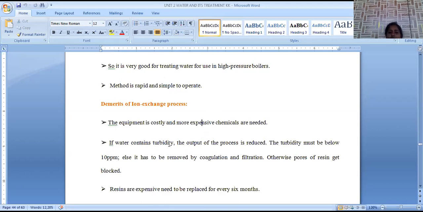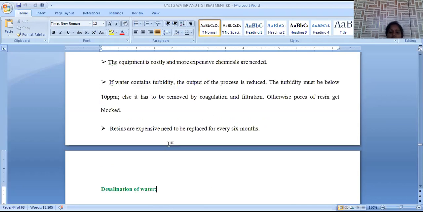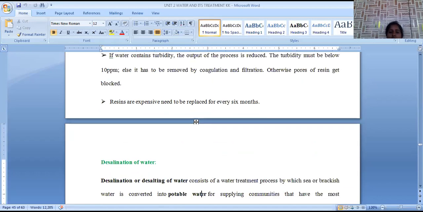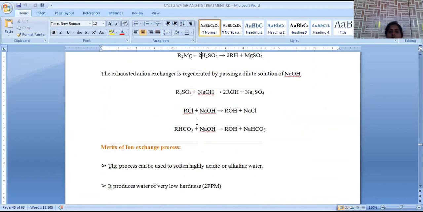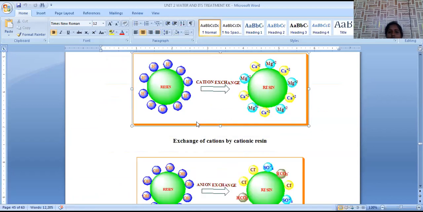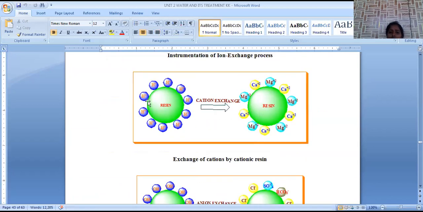Any turbidity or solid particles present in the water close the sieves present on the ion exchange resins. Resins are expensive again. That's why every 6 months we have to change the resin. So again it becomes expensive. So this is about the ion exchange process. The ion exchange process is very simple. Cations are exchanged by H plus ions, anions exchanged by OH minus ions. Hence we will get deionized water, which is also called demineralized water.